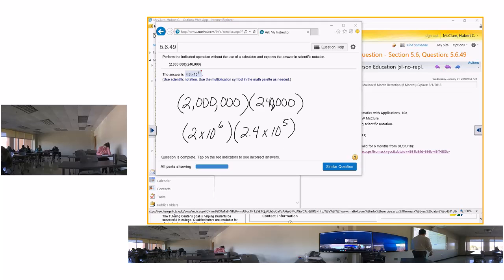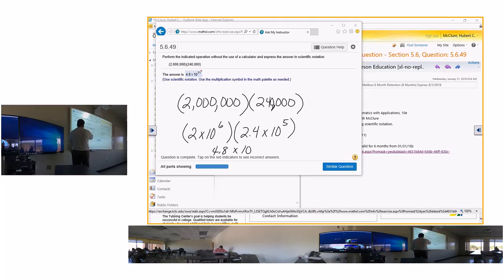So 2 times 2.4 is 4.8. And what's 10 to the 6th times 10 to the 5th? Are we done? Yes. The only thing you've got to do is check the directions to make sure they don't want you to put it in a regular number, but it doesn't. It says use scientific notation.